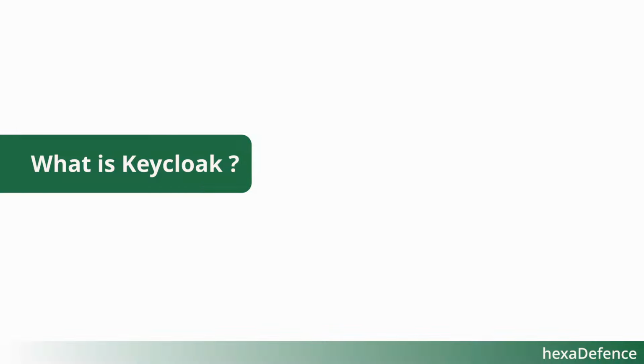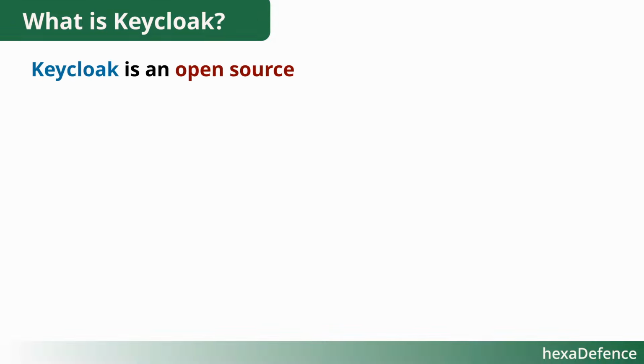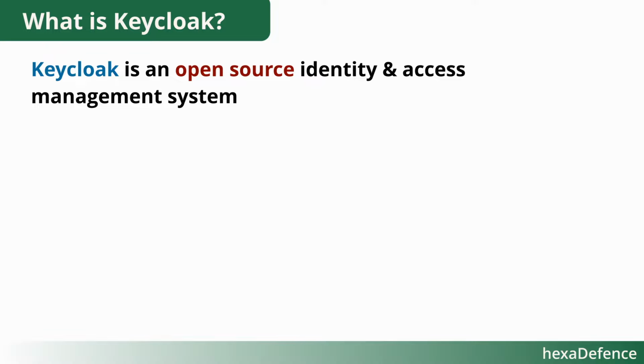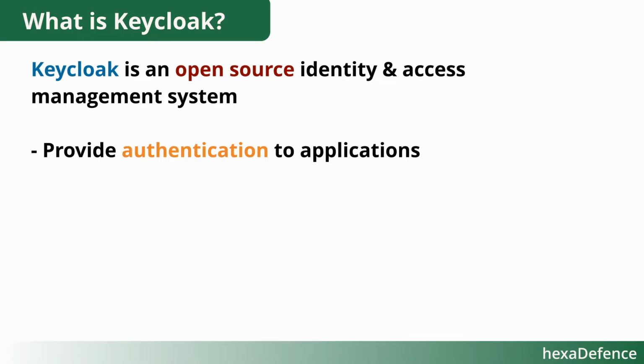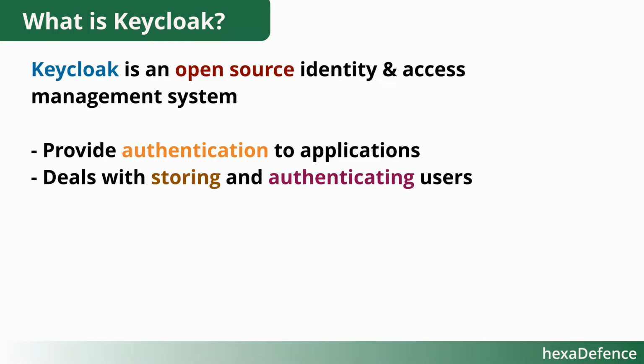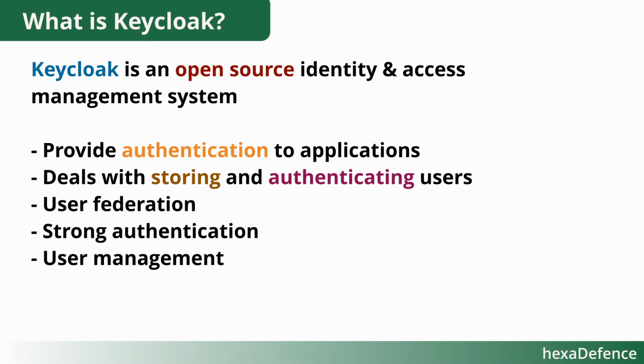In this section, I'm going to explain what is Keycloak and its core functionalities. Keycloak is an open source identity and access management system. By using Keycloak, it is possible to implement authentication to applications and secure services with minimum effort. With the support of Keycloak, we don't need to deal with storing users or authenticating users. Keycloak provides many features including user federation, strong authentication, user management, and fine-grained authorization. I will take you through the available major features.